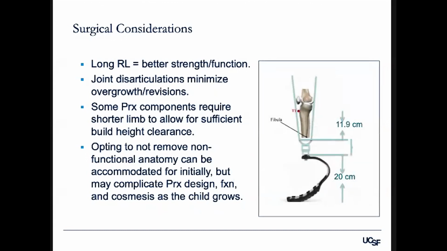Some prosthetic components do require a shorter residual limb length to create sufficient clearance for their use. And so that's a conversation that you have with the family to understand what the desires are of the child. Maybe their athletic or activity background will help dictate and determine that length. But ultimately, the surgical level and limb length is dictated by the affected limb's joint stability, the bone integrity, and of course, the viability of the soft tissues.